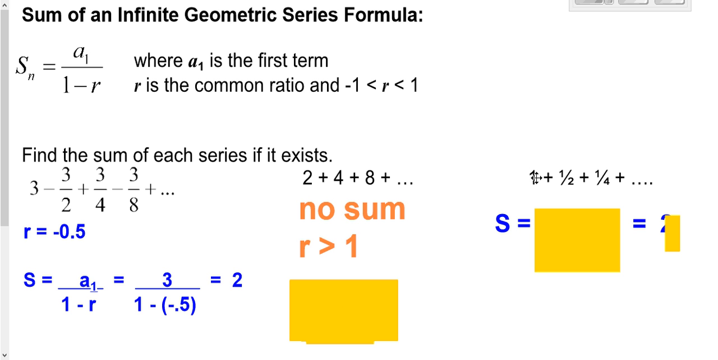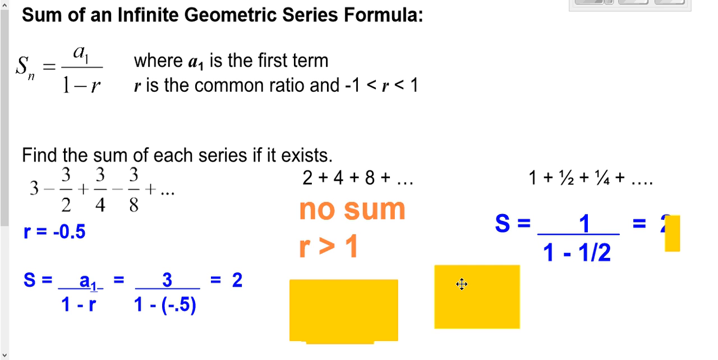This one over here, most of you are able to see that you're multiplying by 1/2 each time. 1/2 is between 1 and -1, so it does have a sum. Take your first term over 1 minus the ratio, so you get 1 over 1/2, which is 2.